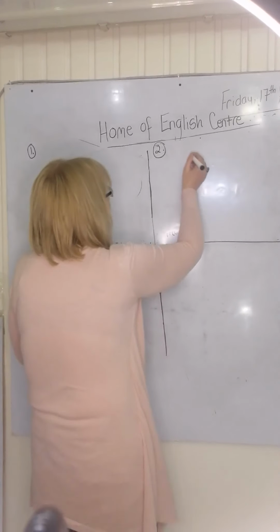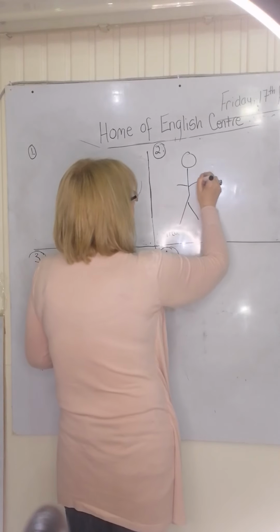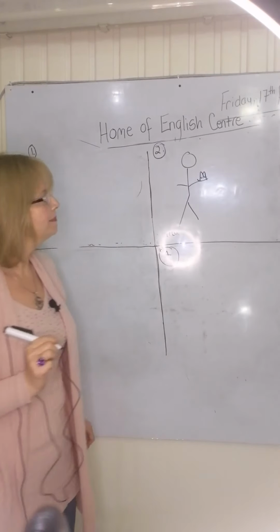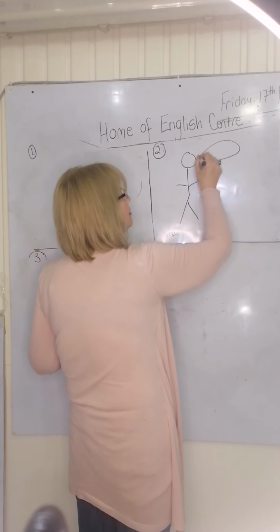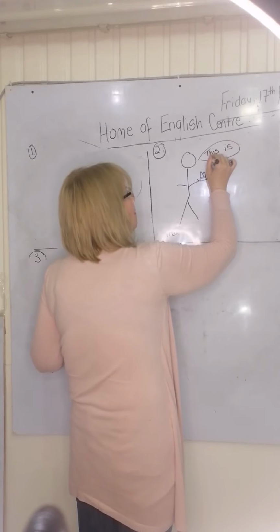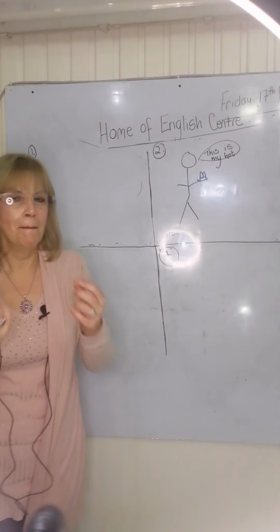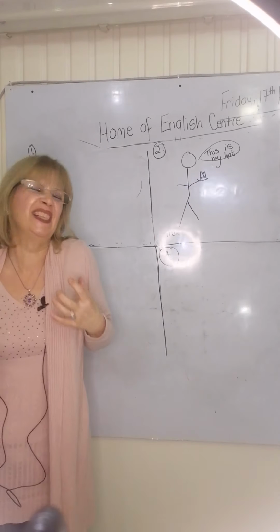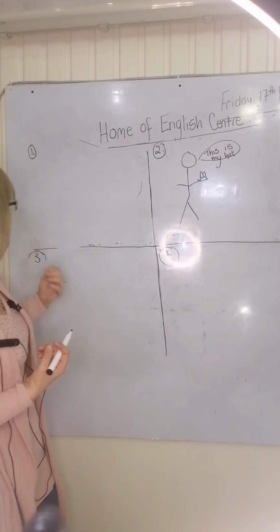Okay, so here is John. And John is holding a hat. You can see that. And John is saying, this is my hat. This is my hat. So whose hat is it? It's John's hat. So John would say, this is my hat.